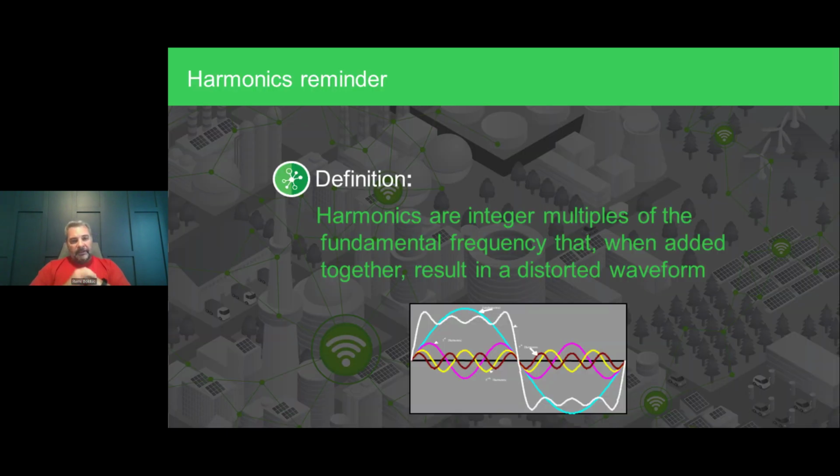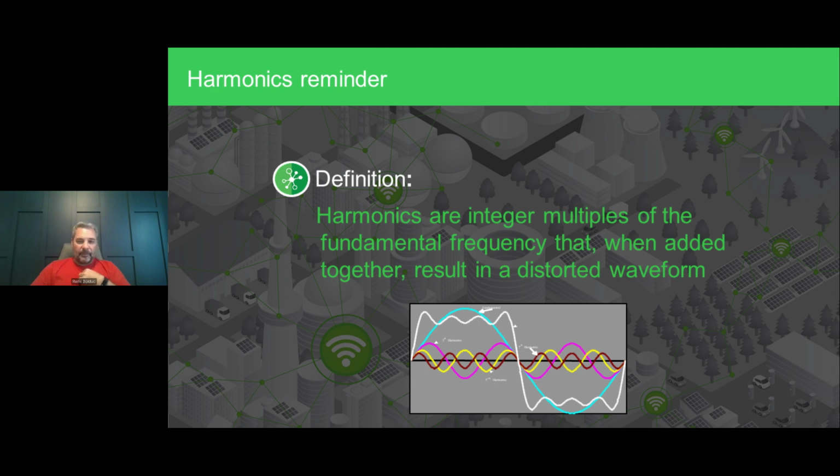So one thing that affects power factor correction capacitors is high frequency current and high frequency voltage, and they're referred to as harmonics. So just a little reminder of what harmonics are. Well, harmonics are integral multiples of the fundamental frequency that, when added together, result in a distorted waveform. If we look at this white waveform here, we see it's composed of multiple frequencies.